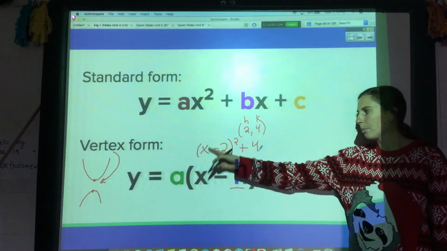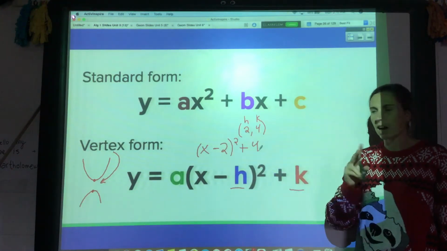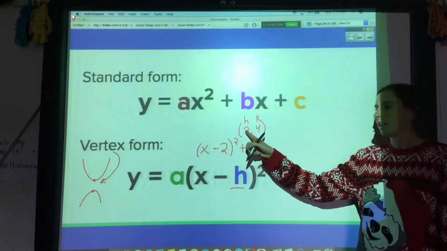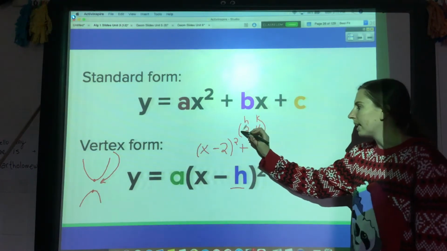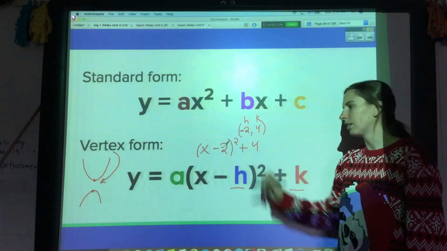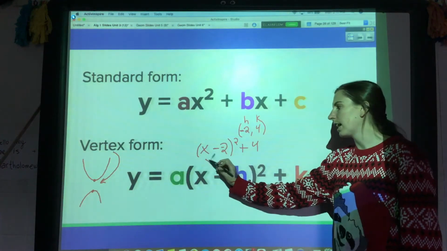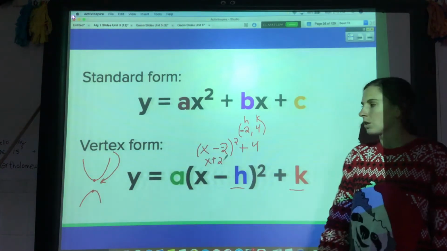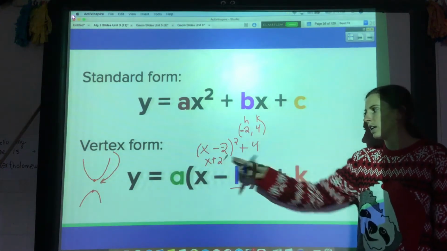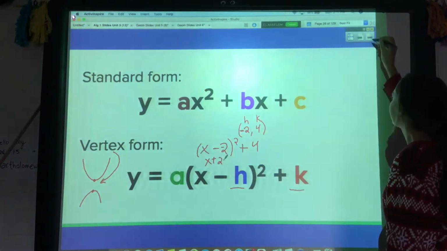Again, whatever happens in parentheses is going to kind of be the opposite. So if it's negative 2 here, positive 2 is my h. If I had negative 2, I would do minus negative 2, which would actually turn into x plus 2. So basically whatever's here is the opposite of h. K is straightforward, but this one is the opposite.